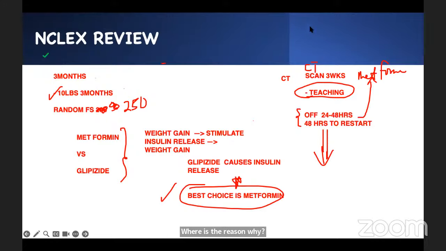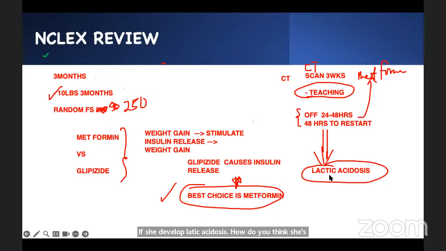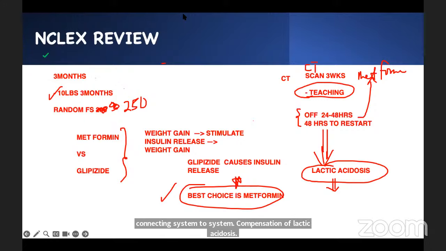Lactic acidosis, excellent. So you guys are acing the test. If she developed lactic acidosis, how do you think she's going to compensate? On physical exam, what are you going to see? Anywhere, but we're connecting system to system, the compensation of lactic acidosis. How would you do that?